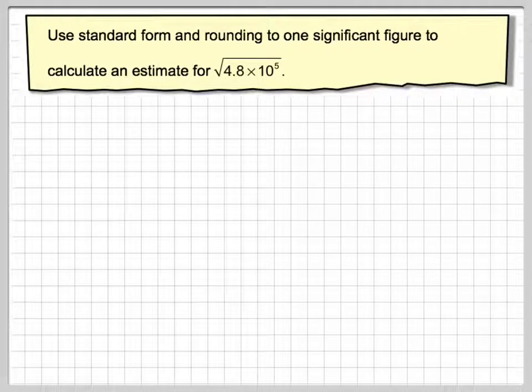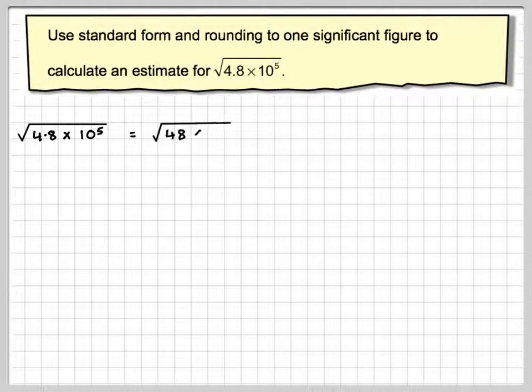Right, use standard form and rounding to one significant figure to calculate an estimate for the square root of 4.8 times 10 to the 5. So writing down our sum, 4.8 times 10 to the 5. The idea is to get an estimate of this before we actually do the calculation.